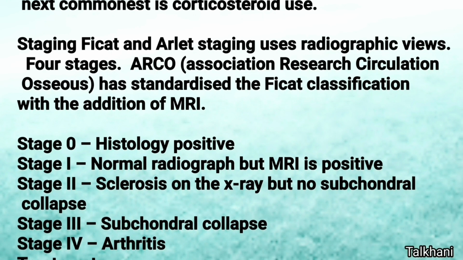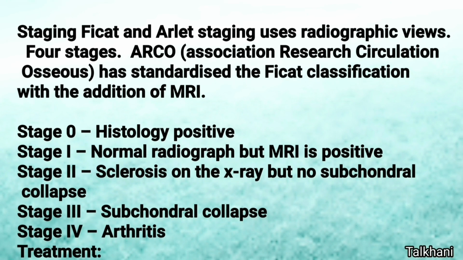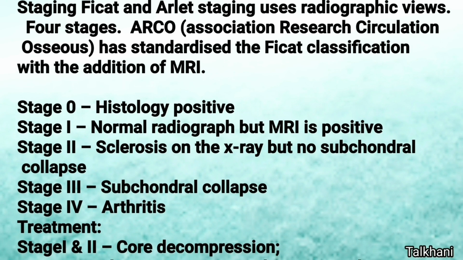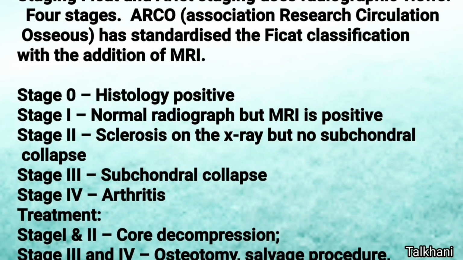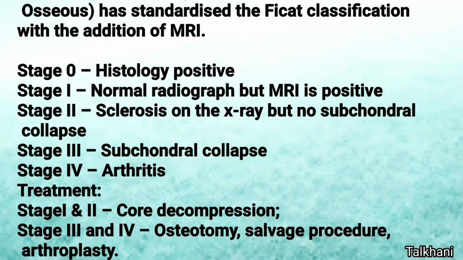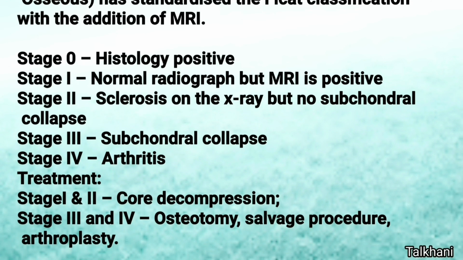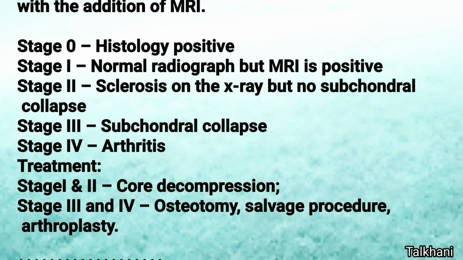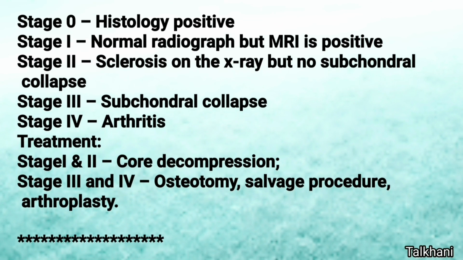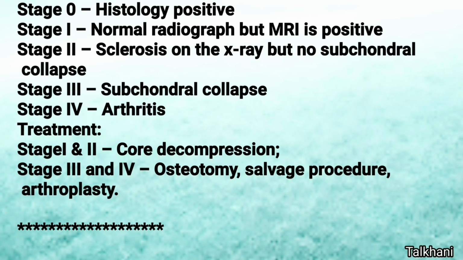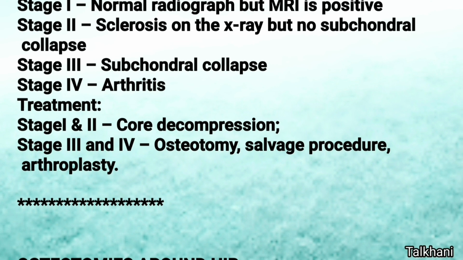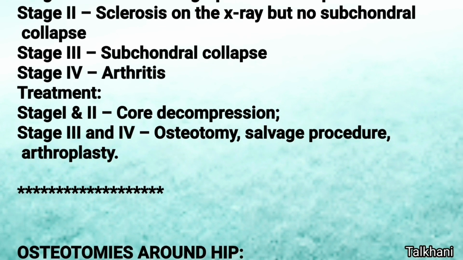ARCO staging system is Stage 0, which is histologically positive. Stage 1, normal radiograph but MRI is positive. Stage 2, sclerosis on the X-ray but no subchondral collapse. Stage 3, subchondral collapse. Stage 4, degenerative changes or arthritis. Each of these stages is subclassified into A, B and C.